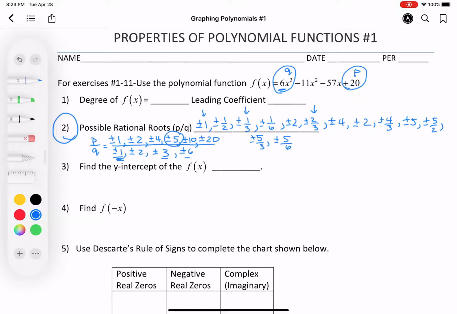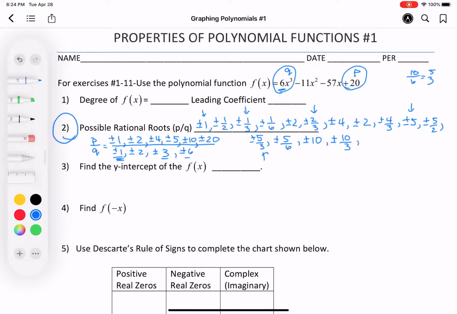All right, now I gotta do the 10. Okay, 10 over 1 is 10. 10 over 2 is 5. Do I have 5? Yeah, I do. I don't have to do it again. 5 over 3. Oh, I'm sorry, I'm doing 10. 10 over 3, which is just 10/3. And 10 over 6, which simplifies to 5 over 3, which I already have. I don't have to do it again.